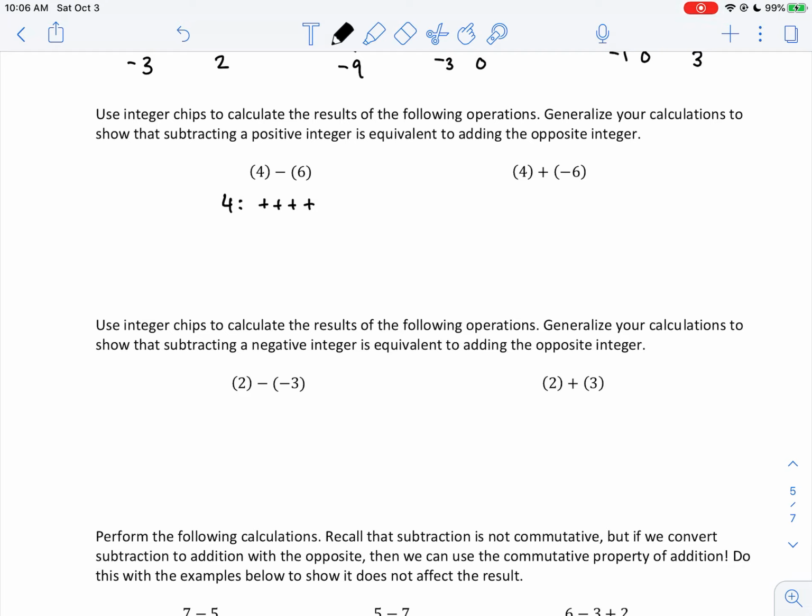So 4 is 4 plus signs, and I want to remove 6 plus signs. Well, I don't have 6 plus signs, so I've got to put some plus minus pairs in there, some 0 pairs. So now I do see 6 plus signs, and so now I can remove it. Remove the 6 plus signs. And then the result of doing that is we have just 2 minus signs. So we get negative 2. Let me put the result down here, equals negative 2.